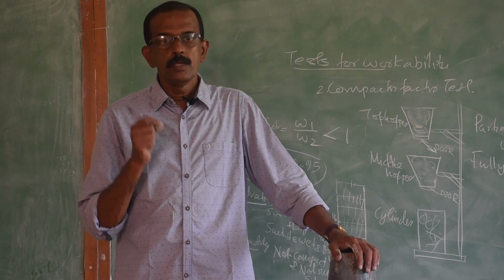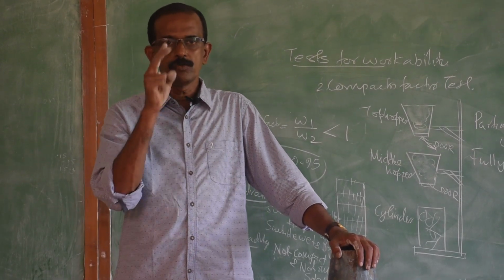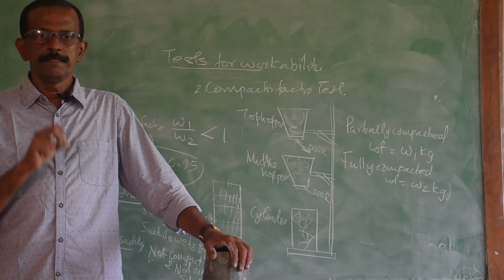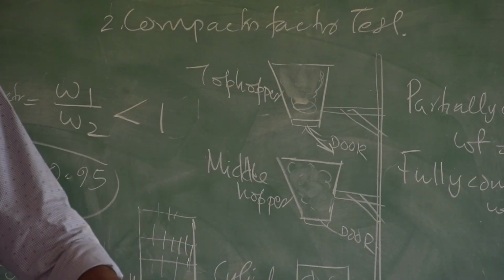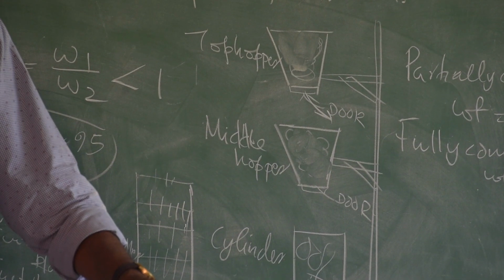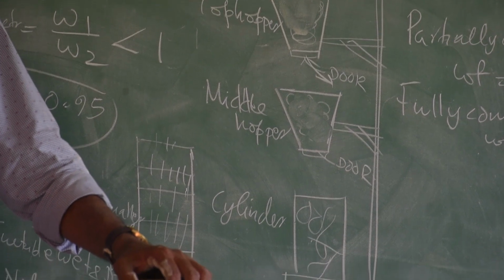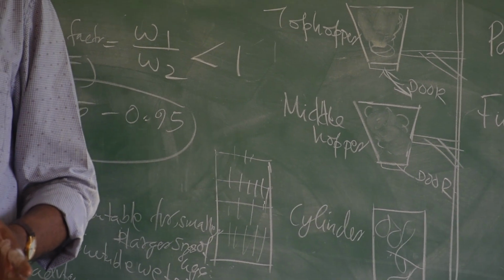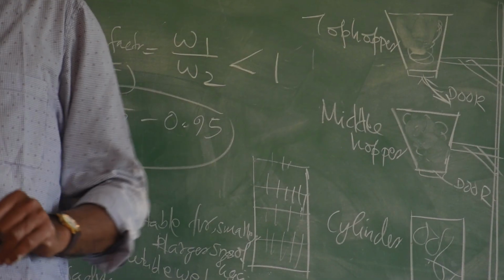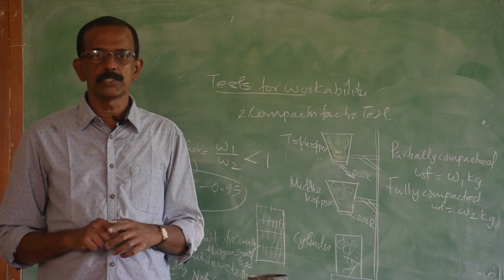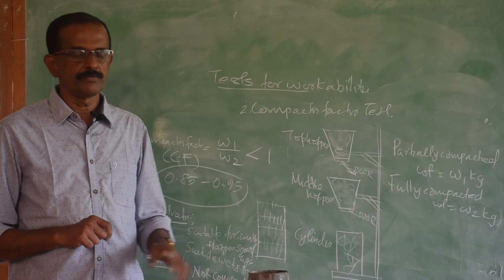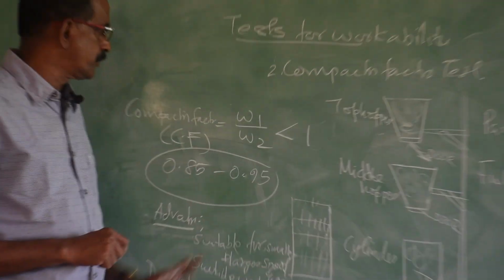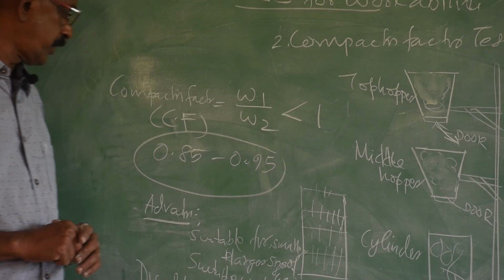The second test is the compaction factor test. The apparatus consists of 2 hoppers and 1 cylinder. Prepare the concrete, take sufficient quantity, fill it in the top hopper, open the door, it will come to the second hopper, open the door, it will come to the bottom cylinder. Take that weight, that is called the partially compacted weight. Remove the concrete and fill the cylinder with the same identical mix of concrete prepared initially, giving compaction. Take that weight, that is called the fully compacted weight, and find the ratio of partially compacted weight divided by fully compacted weight. Recommended value is 0.85 to 0.95.